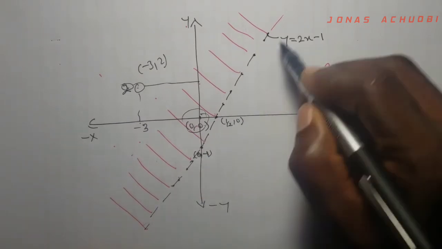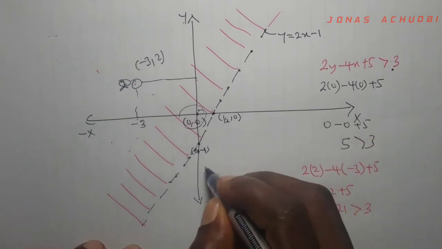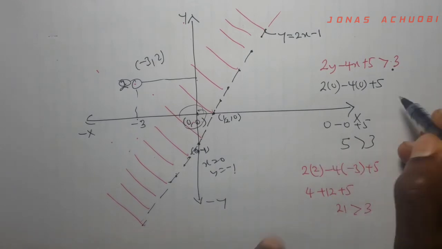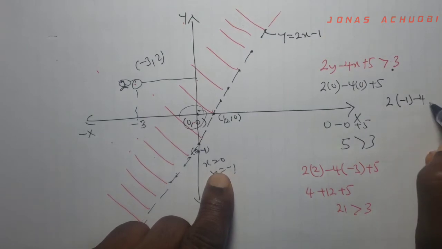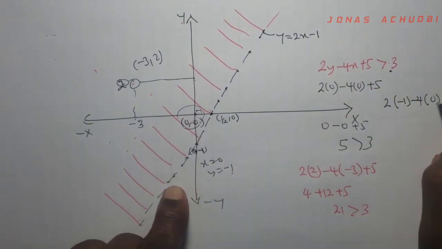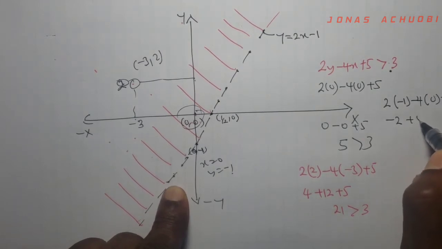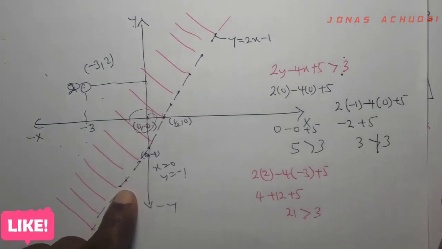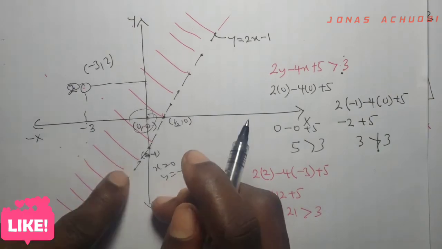In this example, one of the points we had on the line was 0, minus 1. So x is 0 and y is negative 1. Let us check if it satisfies the inequality. We have 2 times y, which is minus 1, plus minus 4 times x, which is 0, plus 5. 2 times minus 1 is minus 2, plus 0, plus 5. Minus 2 plus 5 is 3. Is 3 greater than 3? The answer is no. 3 is not greater than 3. So that tells you that the point 0, minus 1 that is on the line is not in this region.